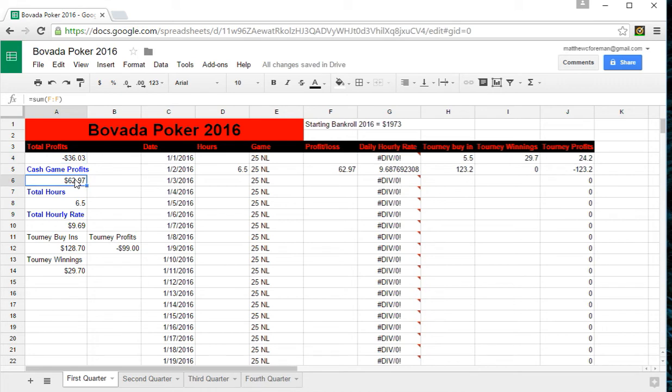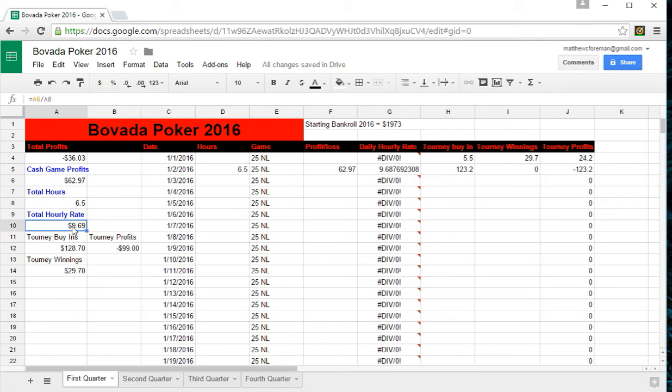And then I have my cash game profits, $62.97, my total hours. So for this, I do the total profits equals the sum of column F plus the sum of column J. That's going to give me my total profits. And then I do my sums for the columns for my cash games the same way as I did for my totals for my tourneys.